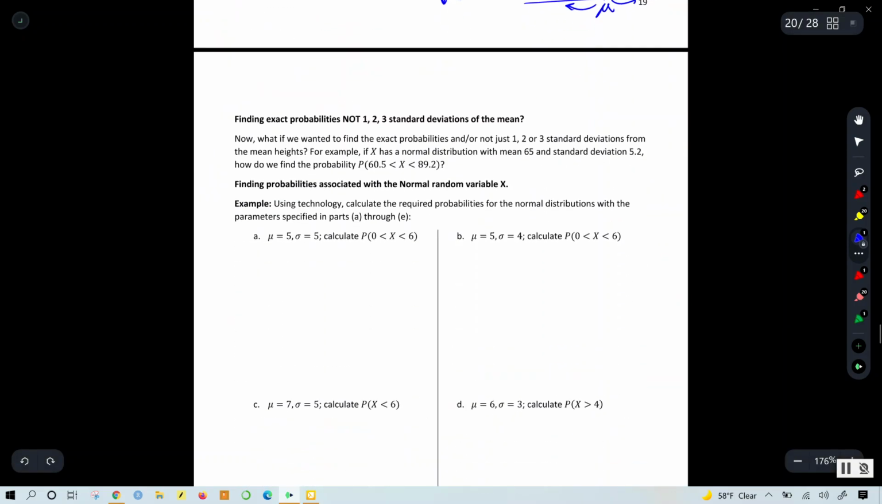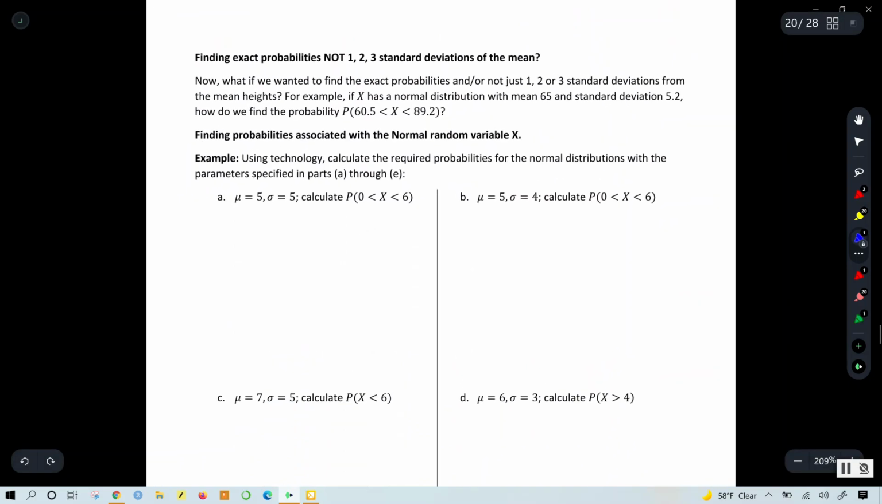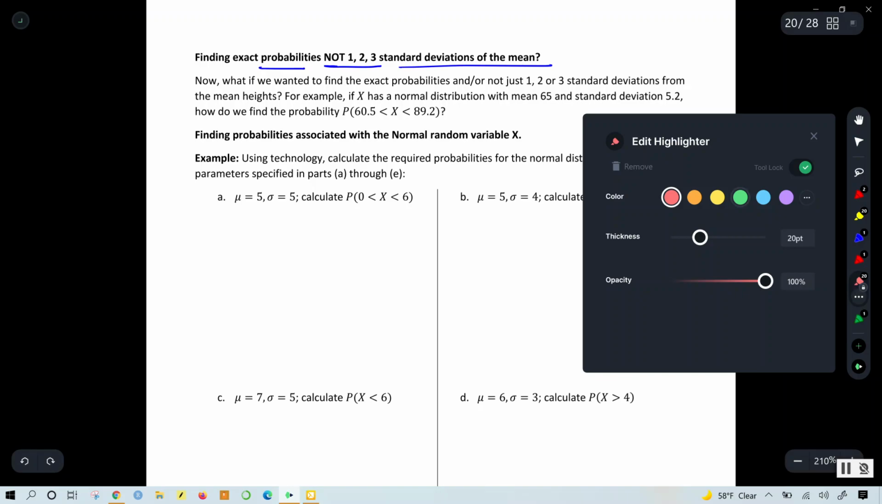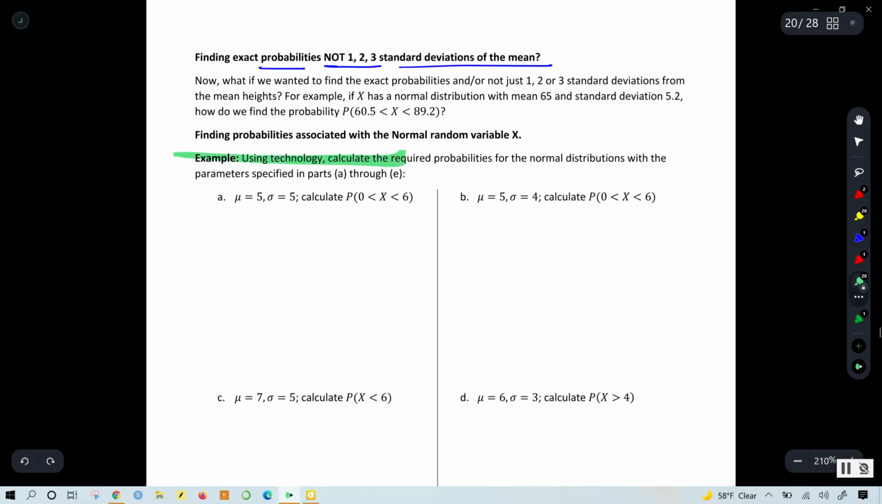With that said, we now go on to using technology rather than the empirical rule to find probabilities for regions which are not 1, 2, or 3 standard deviations from the mean. So to illustrate that, we are going to take an example. Using technology, calculate the required probabilities for the normal distributions with the parameters specified in parts A through E. We have the mean, 5, and the standard deviation is 5, and would like to compute this probability.